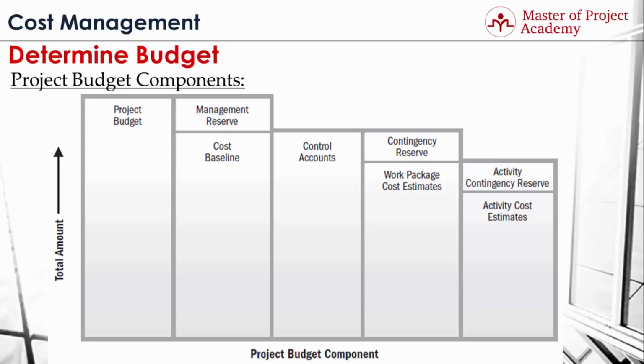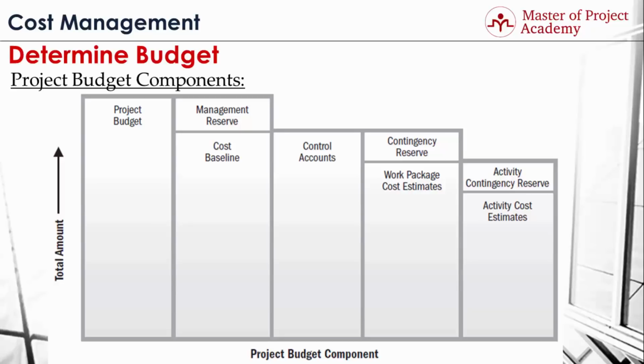It is better to summarize here again. Order of project budget estimation is as in the following 5 steps. First step, estimate activity costs and contingency reserves. Second step, aggregate activity cost estimates and contingency reserves to find work package costs. Third step, aggregate work package costs and contingency reserves to find control account costs.